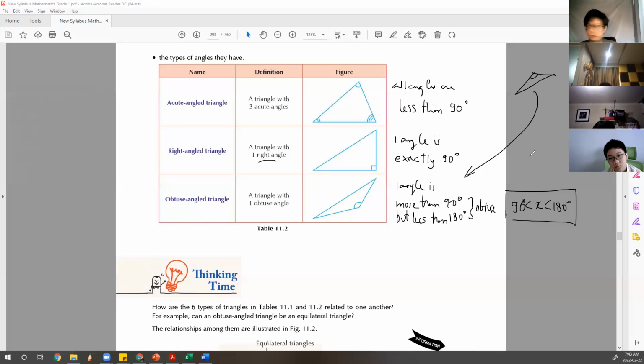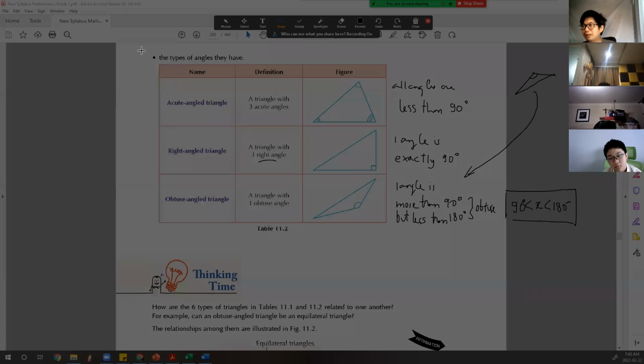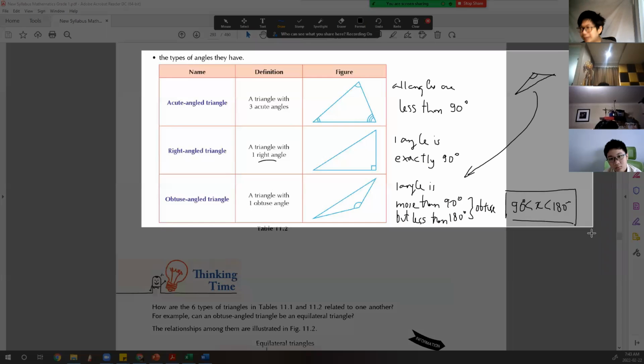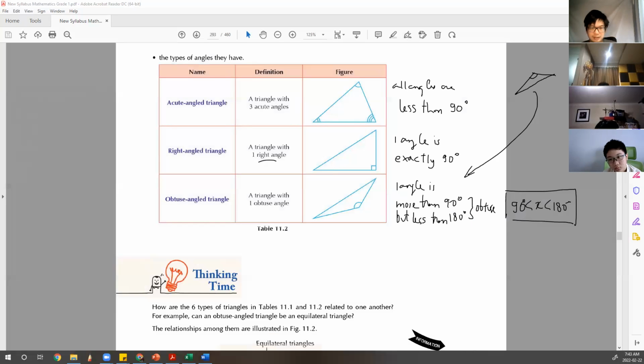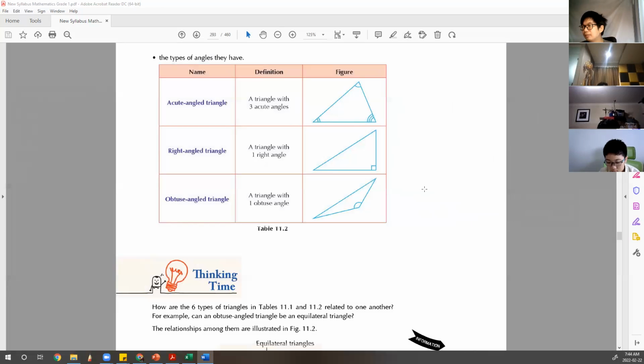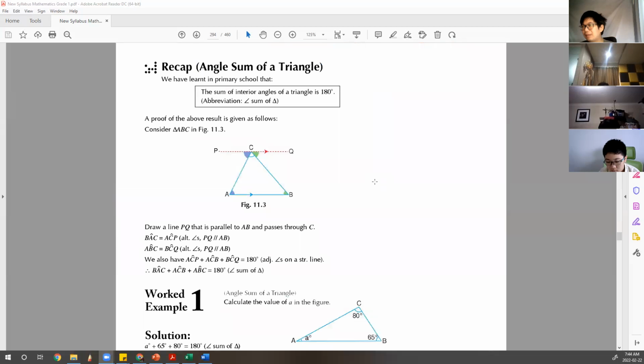Okay, copy this. It's quite simple. Acute angle: every angle is less than 90 degrees. Right angle: one angle is exactly 90 degrees. Obtuse angle: one angle is more than 90, less than 180. That's the types of angle.